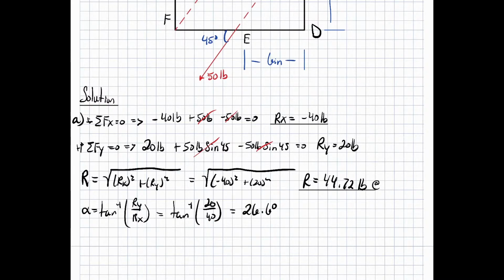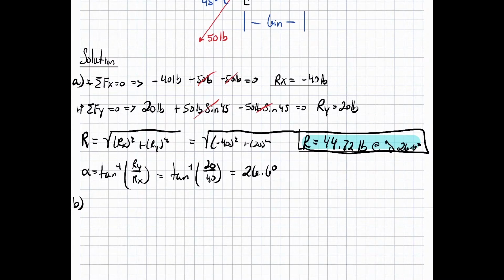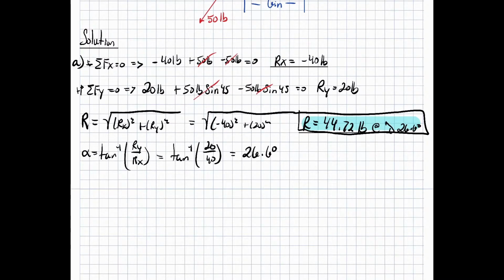So at angle 26.6 degrees. Okay. Now part B. Actually, before part B, there's one more thing we need to solve for in this portion to answer part B, and that is we need to find the moment. We could take a moment about any point. It does not matter, since this thing is symmetric. I'm going to choose to take a moment about C, but you can take a moment about any different point.